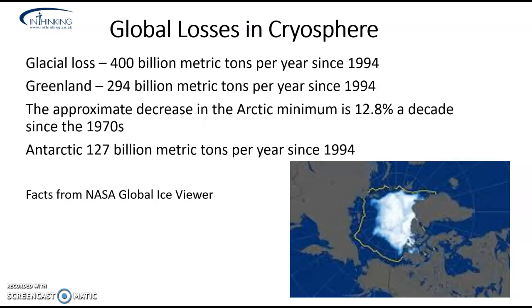And the Arctic itself has decreased in terms of the Arctic minimum, so the minimum coverage of ice within the year has decreased at a rate of 12.8% a decade since the 1970s. And the Antarctica area is losing 127 billion metric tons per year. So the Arctic loss there can be seen in this right diagram.